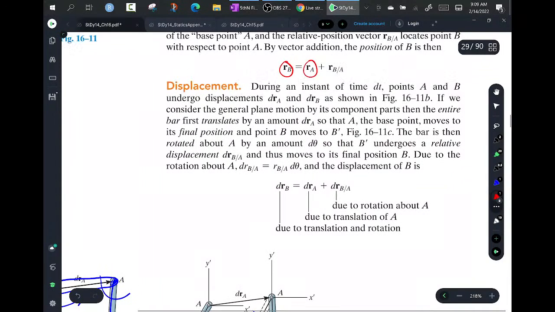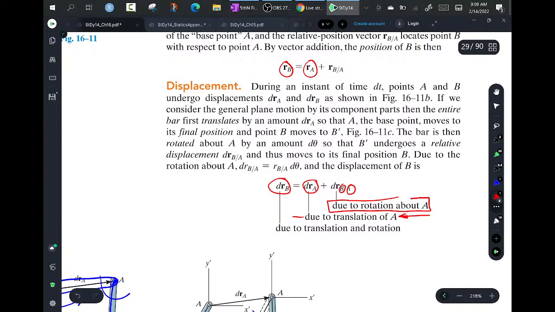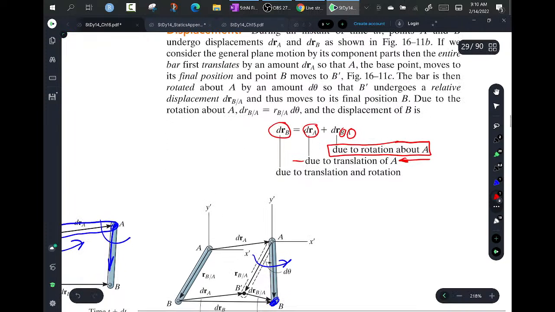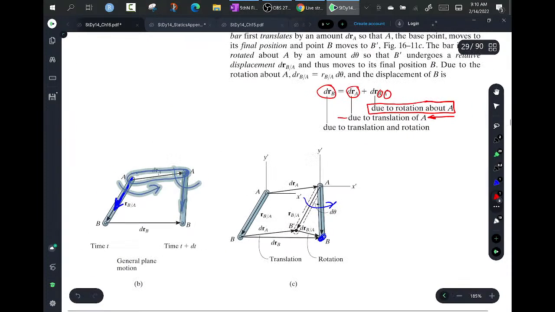And so what he's written is, okay, so he's done a delta, but it really doesn't matter. It's basically, if you're sitting on A, you may be moving, but you may not know how you're moving. Someone probably could describe that. But if you're sitting on A and looking at B, all you see is a rotation about yourself. That's all you see.